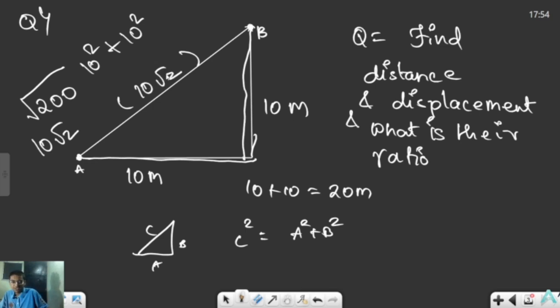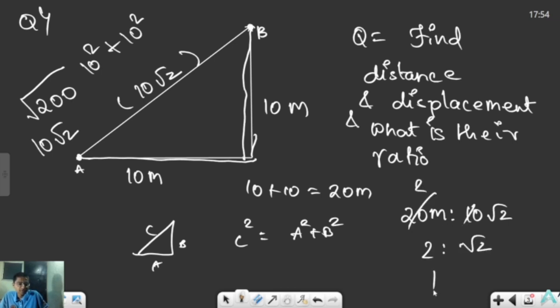So what is the ratio they have asked? The ratio of distance to displacement. Distance is 20 meters, so 20 is to 10 root 2 is the ratio. When you cut this out, this becomes 2 is to root 2, or we can write it as root 2 is to 1. So this is the ratio.